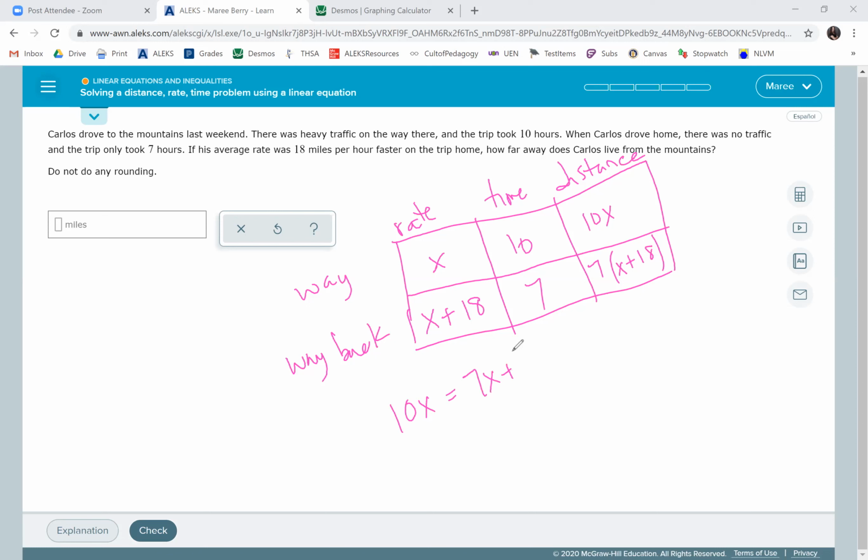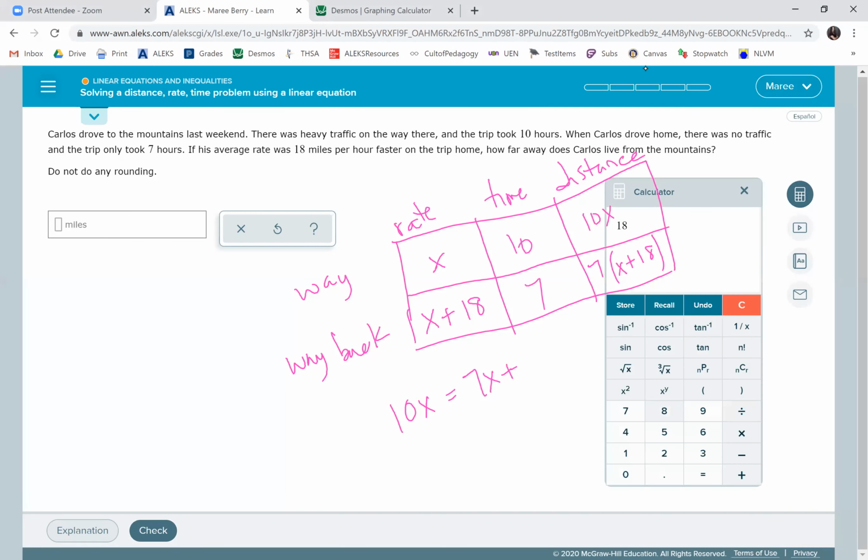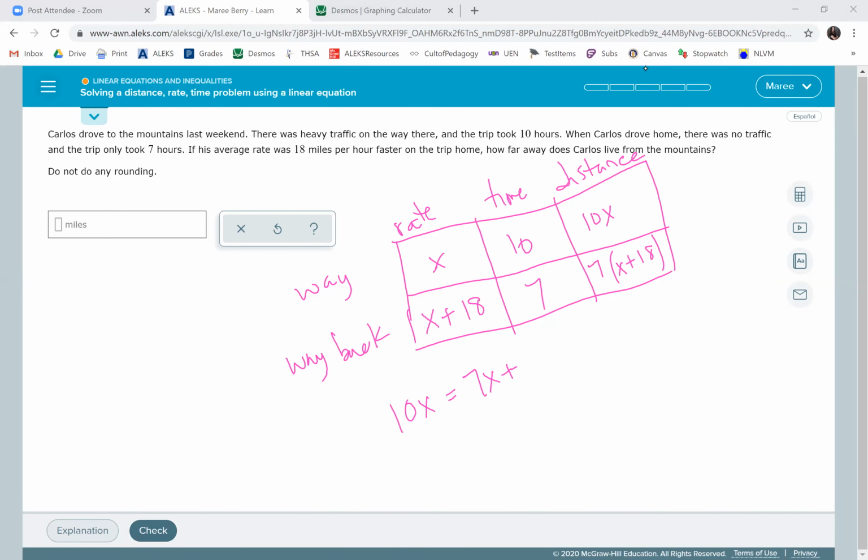What's 7 plus 18? I mean, times. Let me just do this really quick. 126. So I'm going to subtract 7x here, and I'm going to leave my 126 there. And I get 3x divided by 3, which is 42. So x is 42.